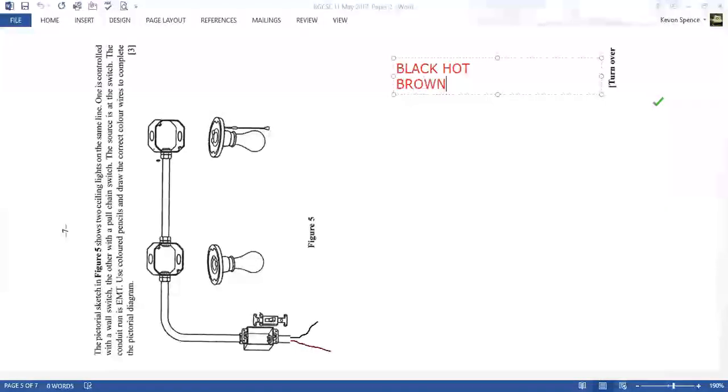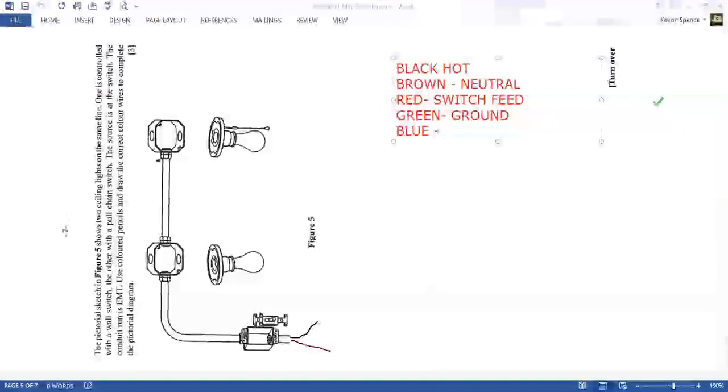All right. Black is hot. Brown. Brown is what? Brown is neutral. Red is switch feed. And blue. Blue is traveler.